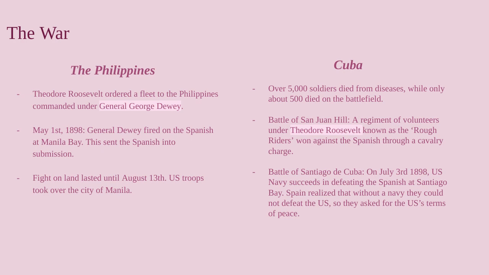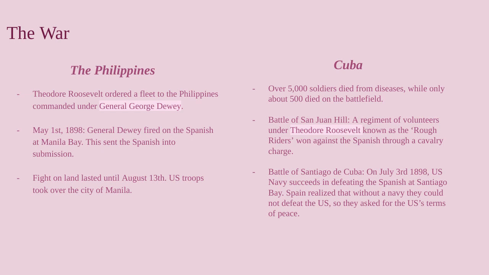Cuba. Over 5,000 soldiers died from diseases such as malaria and typhoid, while only about 500 died on the battlefield. Battle of San Juan Hill. A regiment of volunteers under Theodore Roosevelt, known as the Rough Riders, won against the Spanish through a cavalry charge. It was an important victory for the U.S.